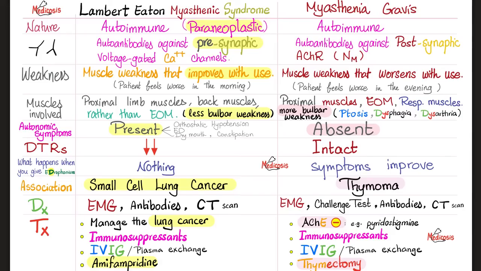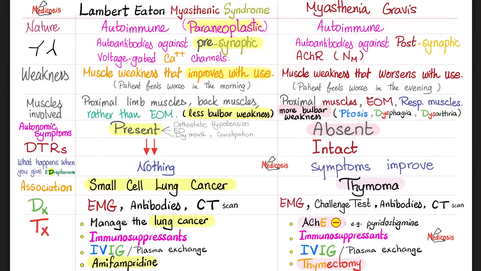Now to the best part of the lecture. Here is a beautiful comparison table between Lambert-Eaton and myasthenia. Lambert-Eaton is paraneoplastic. It's associated with small cell lung cancer, but myasthenia gravis is not associated with lung cancer. It is associated with thymoma in some cases. Both of the diseases are autoimmune.